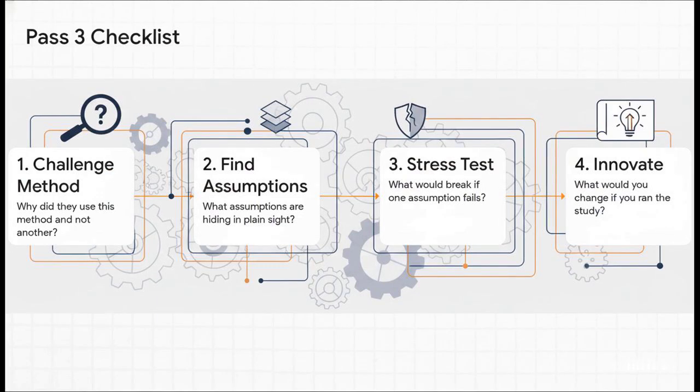This takes some really deep, critical thinking. You start asking some tough questions. Why did they choose this specific method instead of that other one? What are the hidden assumptions they're not even talking about? What part of their argument totally falls apart if one of those assumptions is wrong? And then, the most creative and important question of all, if it were you, how would you have done it differently? This is how new research ideas are born.